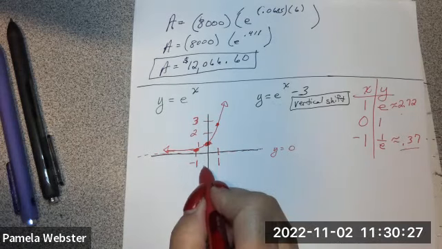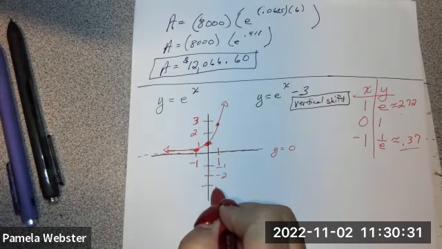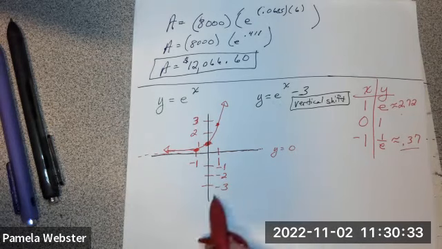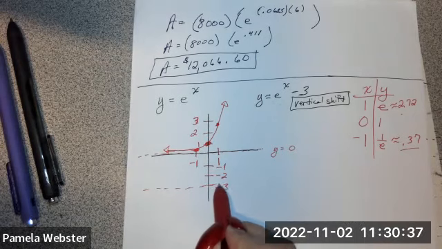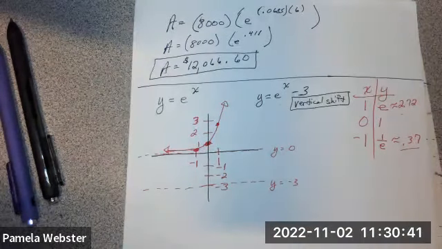If I move that down 1, 2, 3 units, -1, -2, -3 on the y, then that's going to make my new horizontal asymptote right here. It's going to be y equals -3, right? So I think if you move that one down first, it makes it easier to see what happens with the rest of the points.